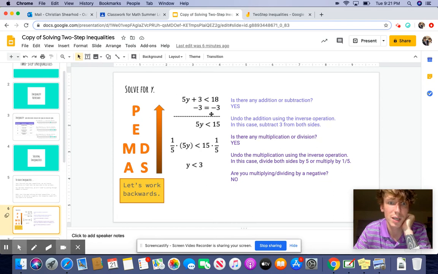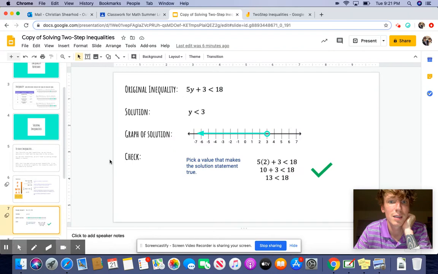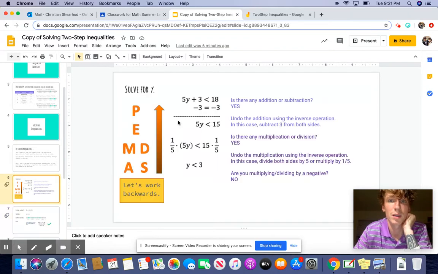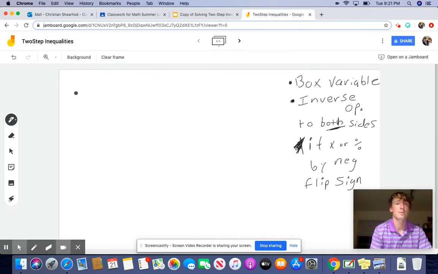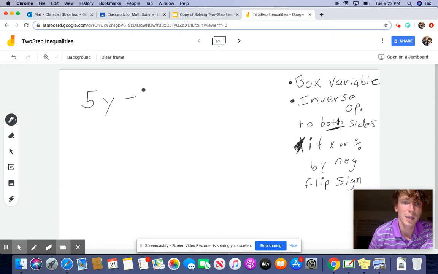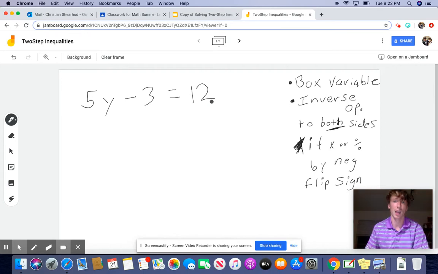This right here is a good example. Let's go ahead and do one of our own. So let's say we have 5y minus 3 equals 12. Okay, some notes. Off to the side, I wrote box variable, inverse operations to both sides, and if we multiply or divide by negative, we flip the sign, okay?